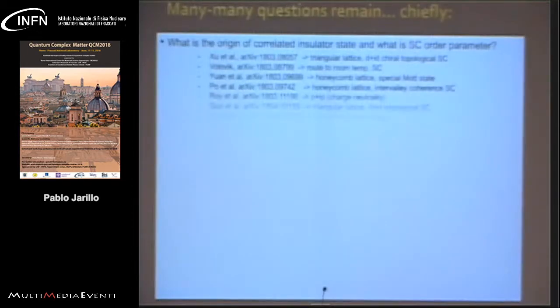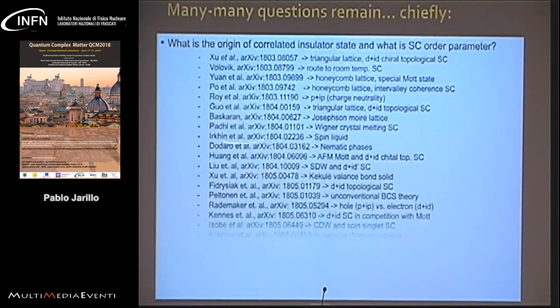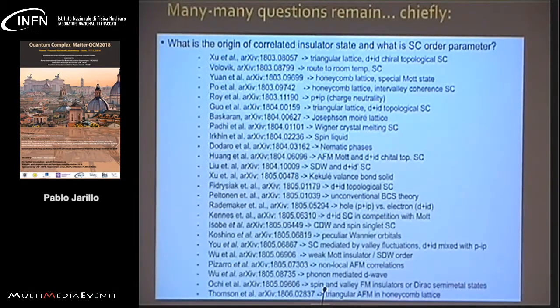In case you haven't been paying attention to the arXiv, this is just a list of some of the papers that have appeared in the past two months trying to explain this behavior. There are all kinds of order parameters and correlated insulator states that people have predicted, and probably by now there are a few extra. I'll be done in a second.